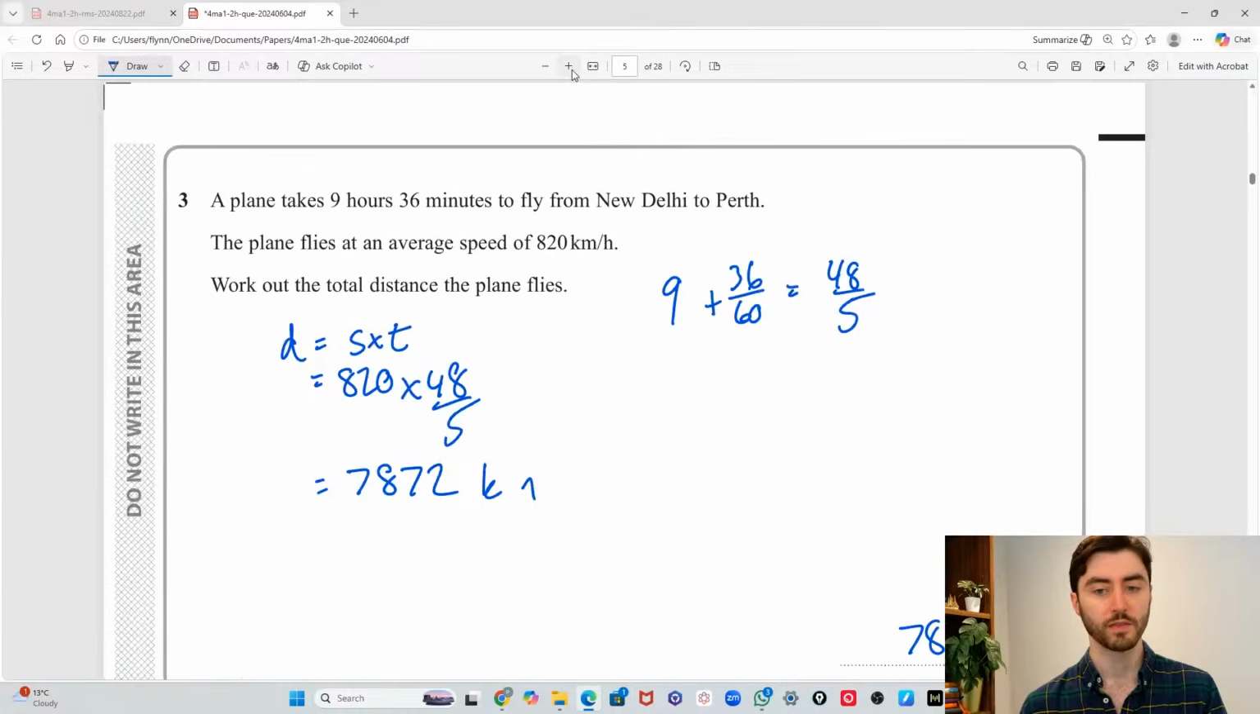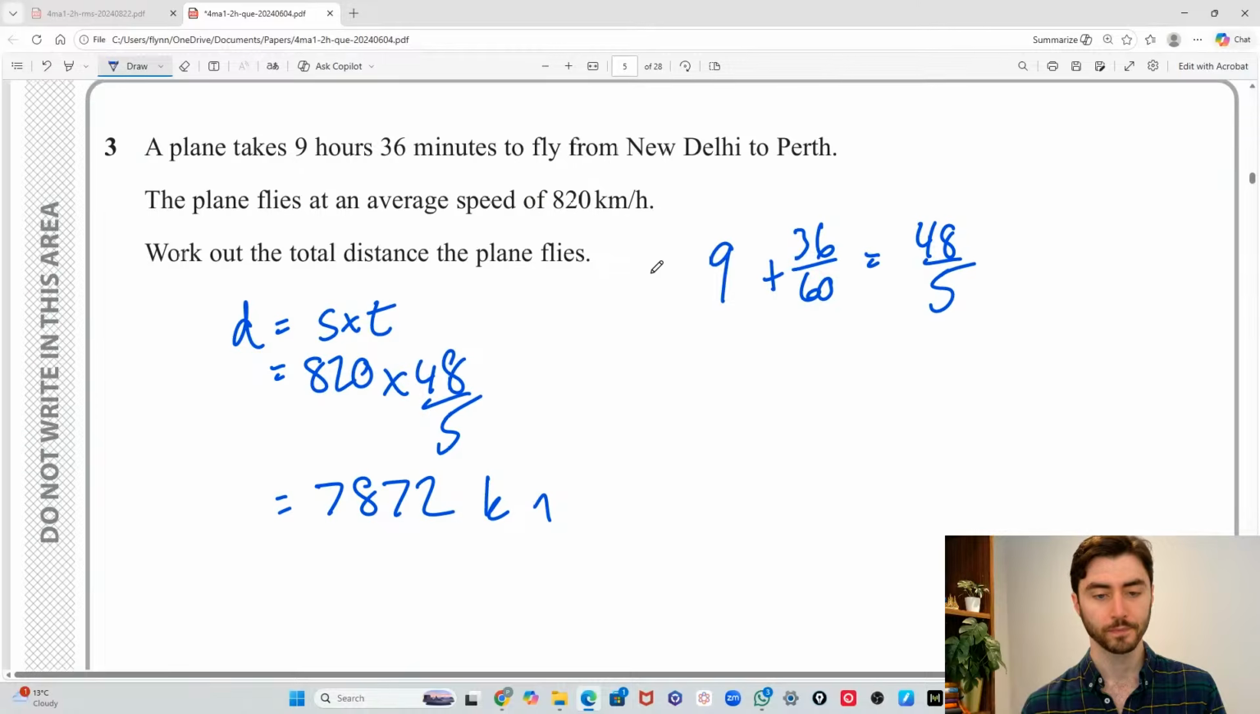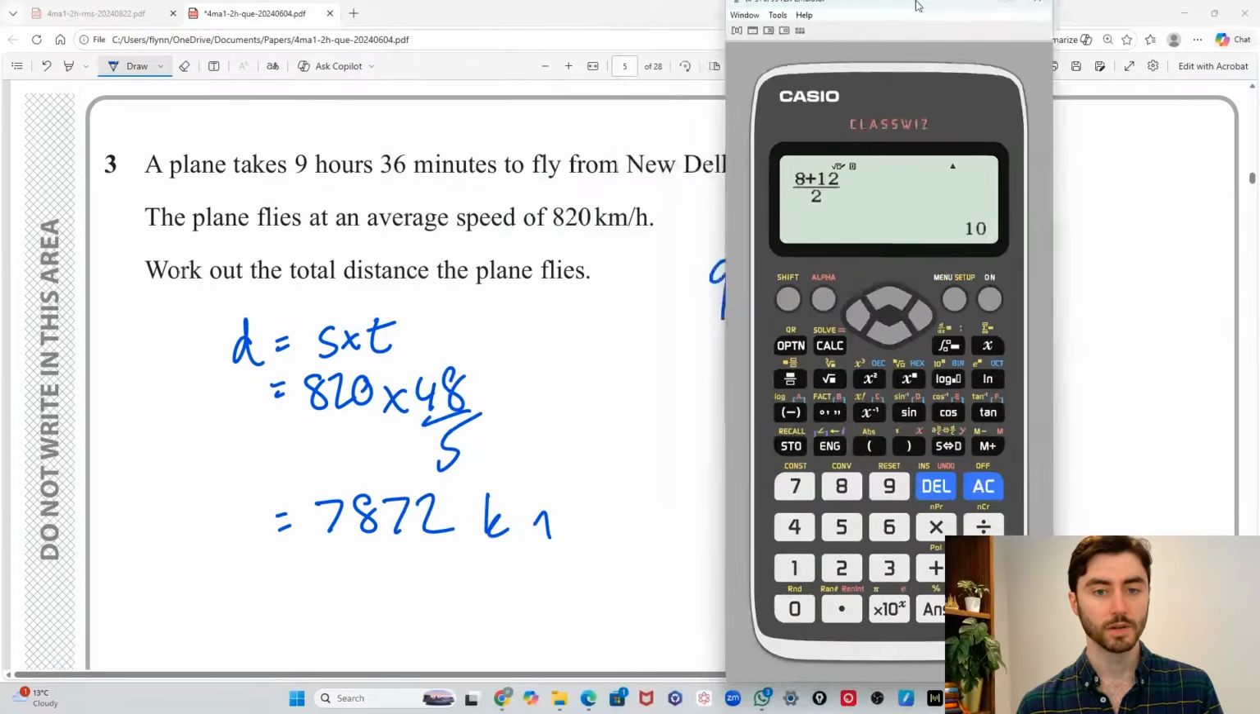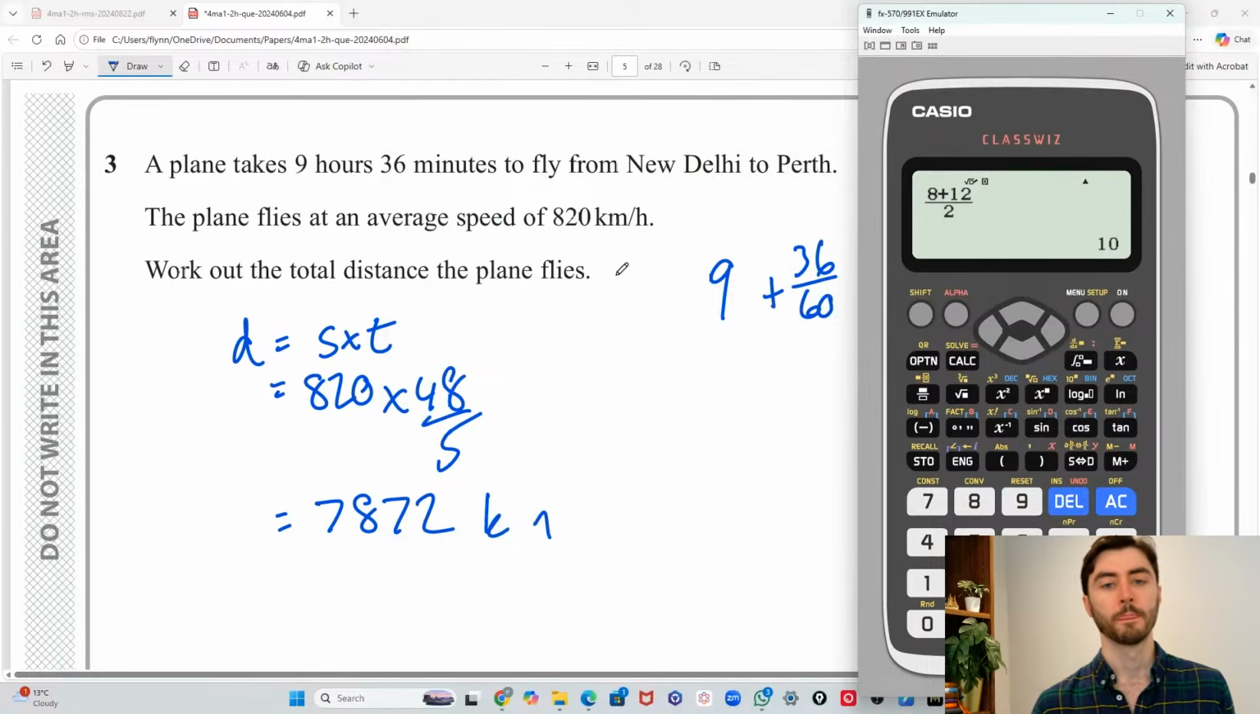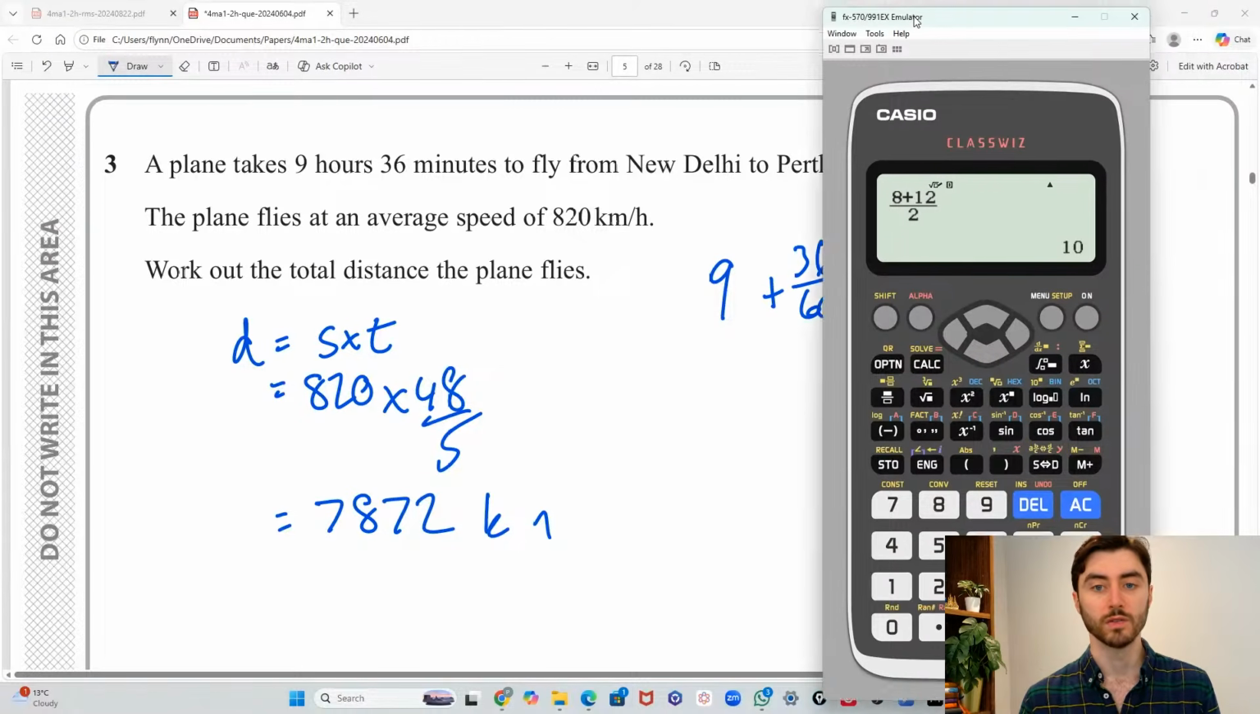Let's think of a way of doing this again. So if I have, so speed is equal to distance over time. Oh, this is good, actually. Let me demonstrate this. So speed equals distance over time.